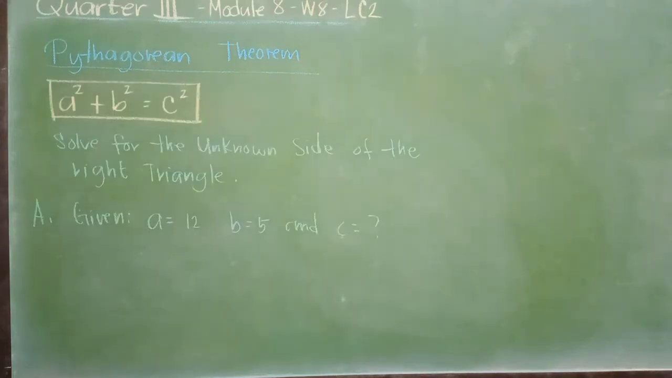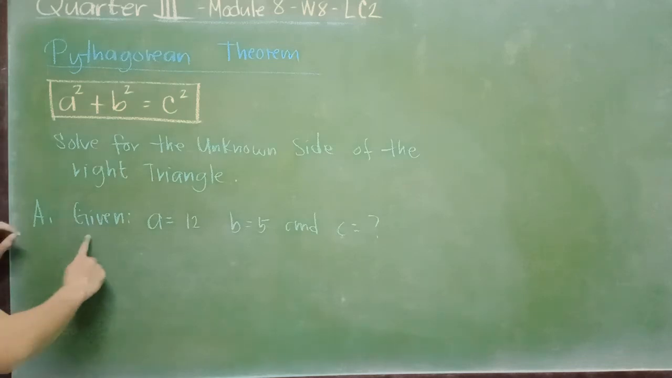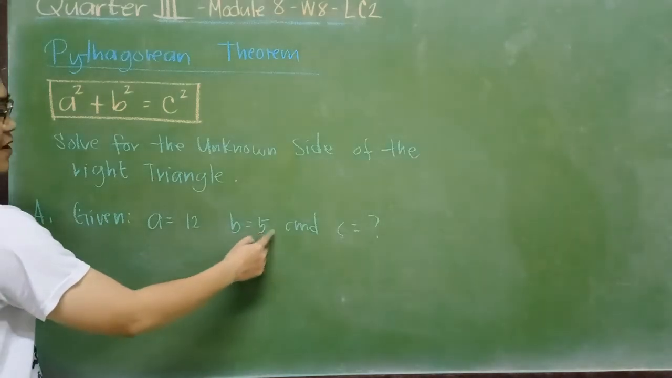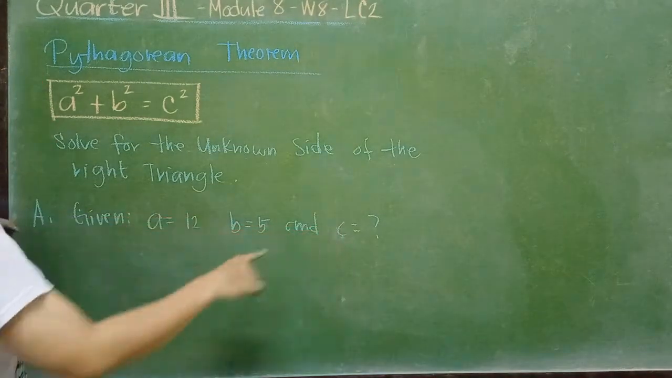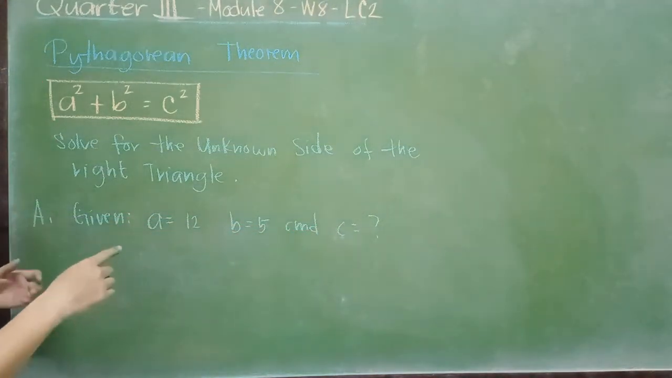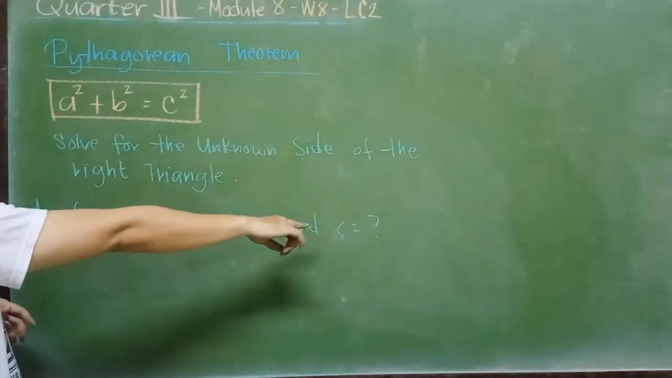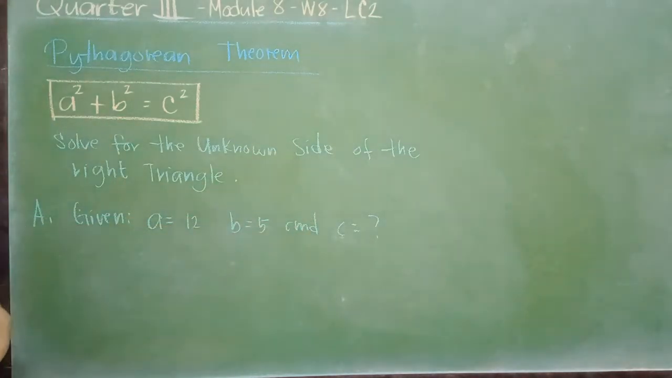Next will be solving for the unknown side of the right triangle. So this time, isosolve na natin using Pythagorean theorem yung solve natin yung side na hindi given or yung unknown side. So for instance, for example, letter A, given A is equal to 12, B is equal to 5, and C is yung unknown. So alam na natin na siguradong Pythagorean triple set. Basta, isolve muna natin yung value for letter C. Ano kaya yung value ng letter C para maging Pythagorean triple sila?